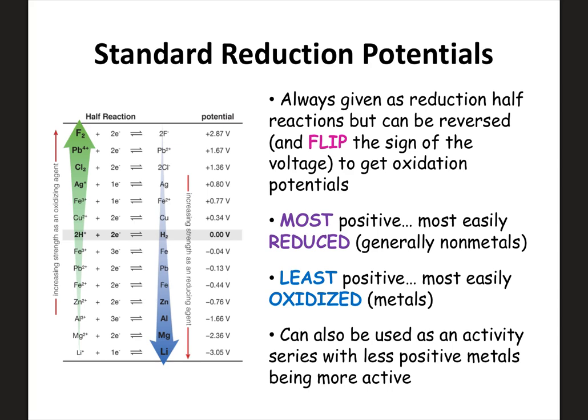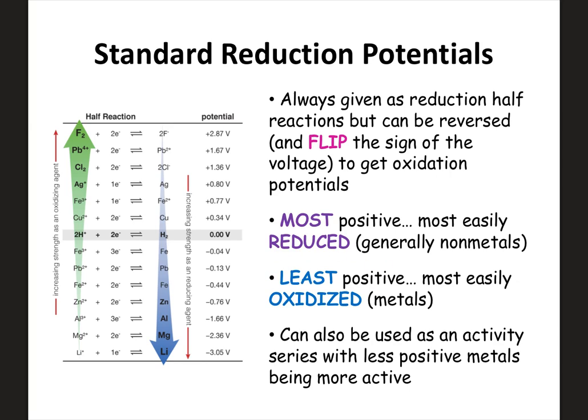The most positive ones on your standard reduction potential table are the ones that are the most easily reduced. These are typically going to be your nonmetals, because they're the ones that are going to be the most easily reduced. They're going to gain the electrons the most. Makes sense. Nonmetals want to gain.